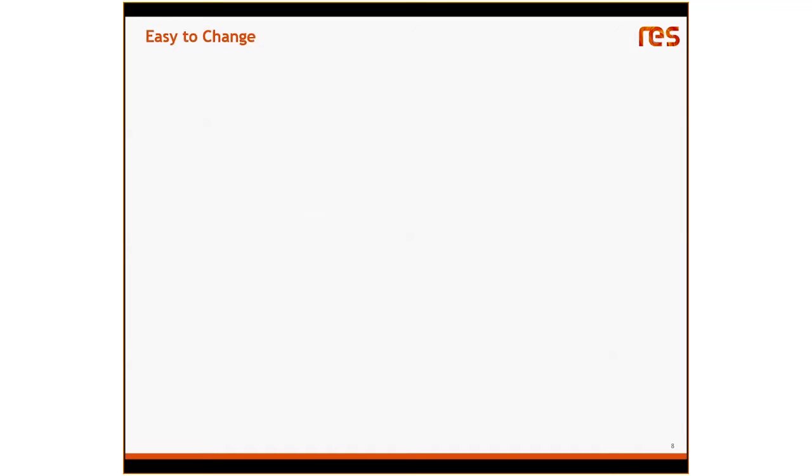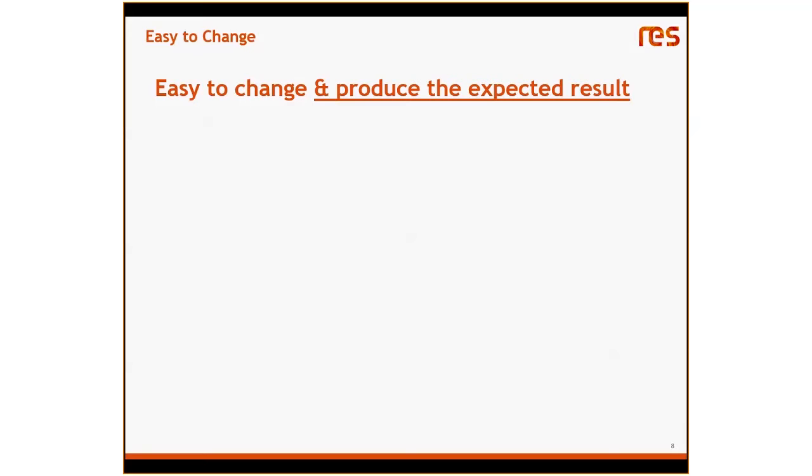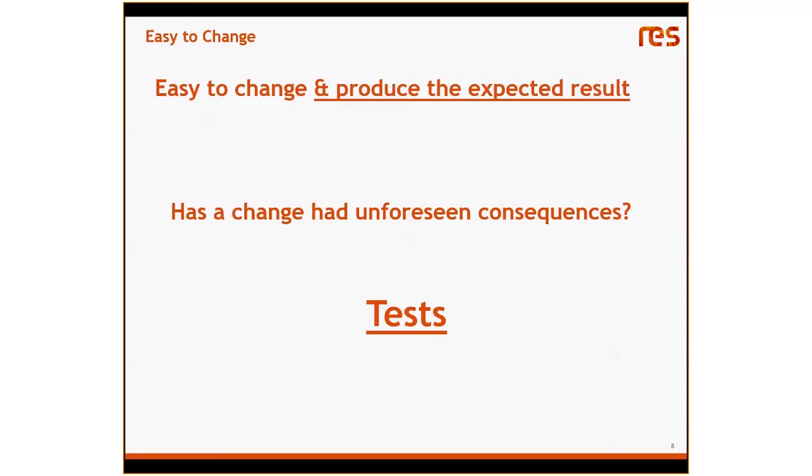However, the phrase easy to change is a bit simplistic. It should really be easy to change and produce the expected result. You can easily make a seemingly simple change to your code, and the end result changes unexpectedly. How do we know if a change has had unforeseen consequences? That is where tests come in. If you run a test that executes some part of your code and it produces the expected result, your test passes, and you can be confident that at least that part of your code is doing what you expected it to.